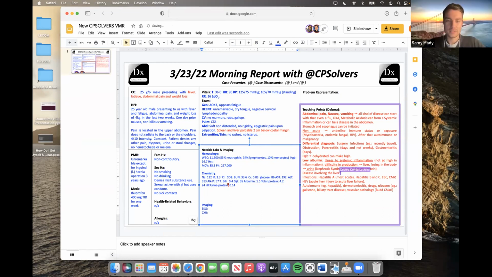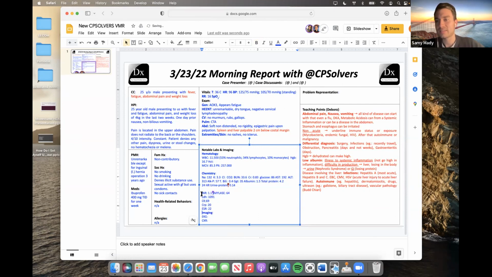All right. Then for the next set of data, his INR was 1.1, his amylase 64, LDH was 1091, CK was 69, CRP 20, and ESR was 22. He was asked if he had eaten less in the last 2 weeks, and he said that he ate about 1,500 calories a day.